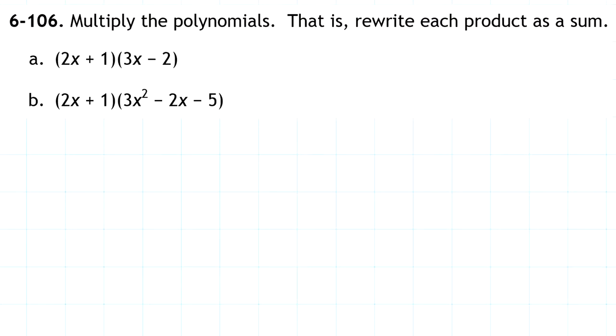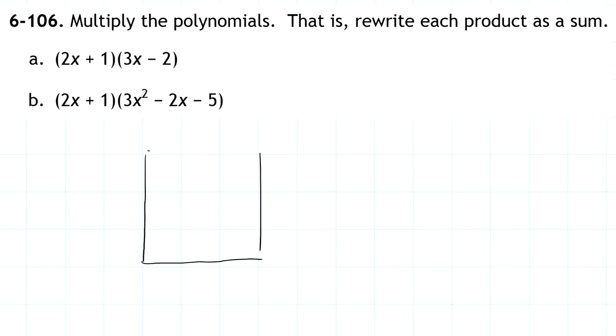This is Mr. Roberts, and tonight we're starting with question 106. We're asked to multiply some polynomials. In the first instance, in A, we've got a binomial times a binomial. What's their product? You don't need to do this, but I highly recommend it to organize your work for a while.